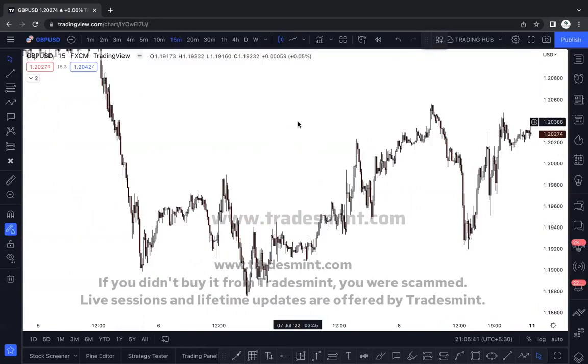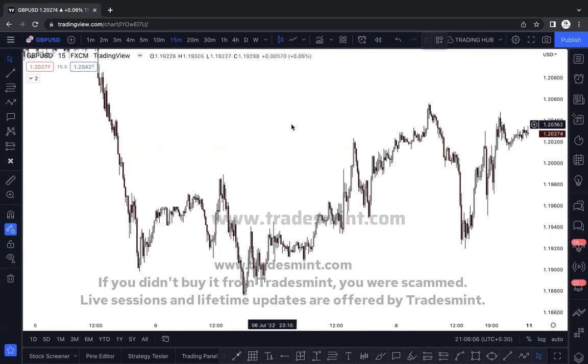I think a lot of people are lost on the internal structure between the major structure. They kind of mark it up wrong, the little small pullbacks. I think sometimes it gets confusing to see if it's really a pullback, if the internal structure actually took out the previous candle for it to be a pullback for the minor structure. So I think a lot of people are having a little difficulty with that.